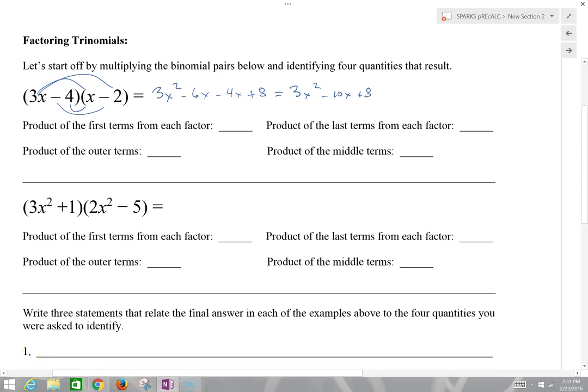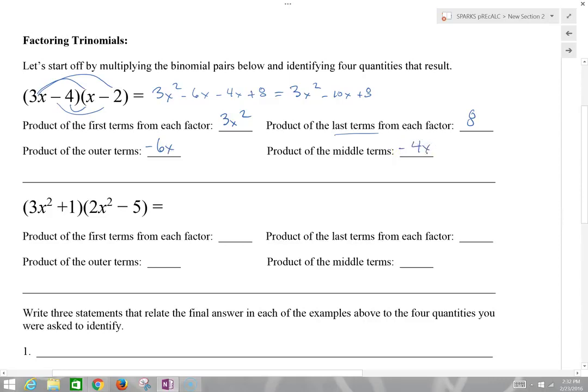Alright, so let's fill in the blanks here. The product of the first terms, well, that was 3x squared. The product of the last terms, that was our 8. The product of the outer terms, that one was our negative 6x. And the product of the middle terms is negative 4x.